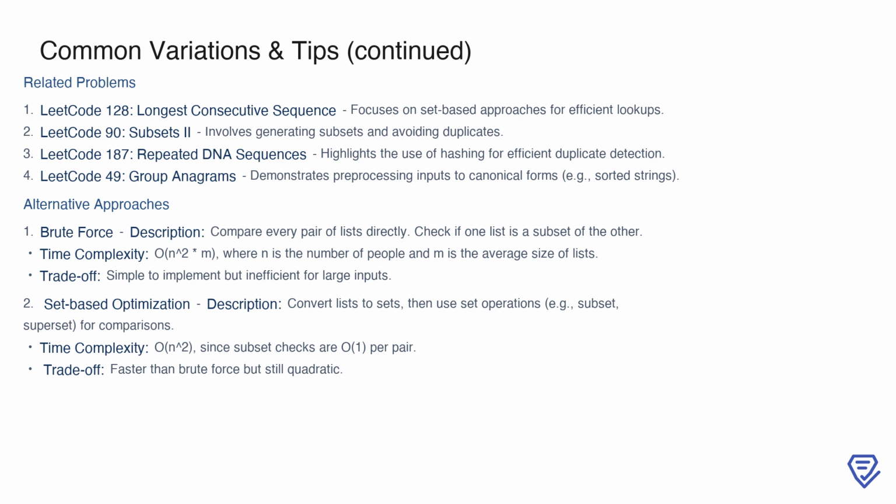While simple to implement, it has a high time complexity of O(n²m), where n is the number of people and m is the average size of the lists. This approach is fine for small inputs but becomes impractical for larger datasets. A better option is set-based optimization. By converting lists into sets, you can leverage efficient set operations like subset and superset checks. This reduces the time complexity to O(n²), as each subset check is constant time. While still quadratic, this method is much faster than brute force for larger inputs.